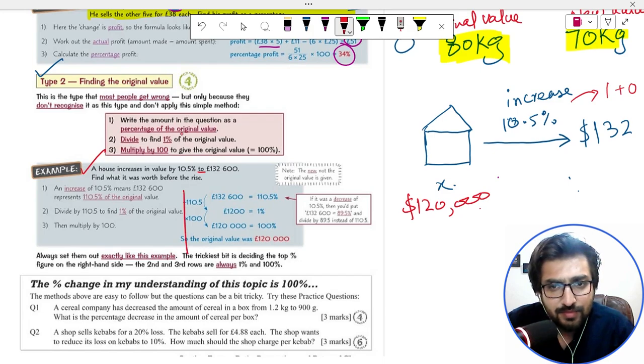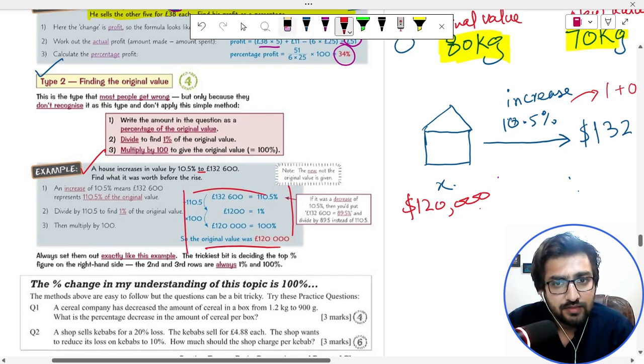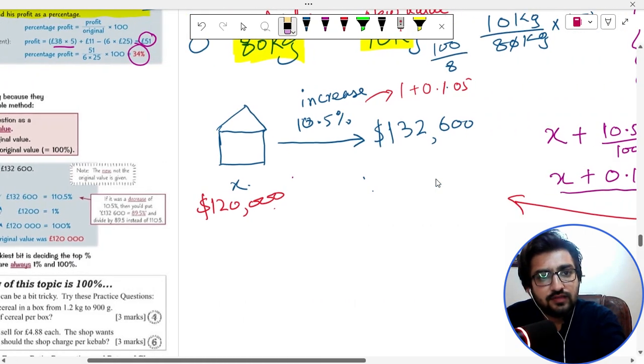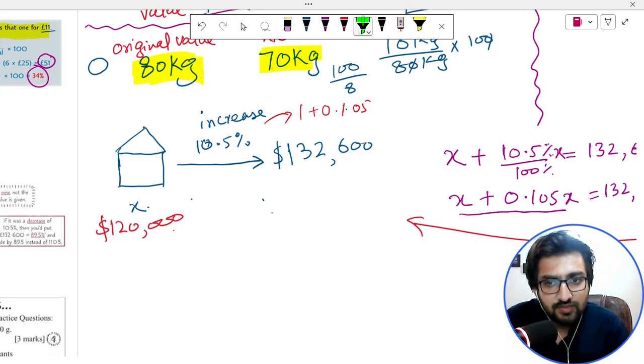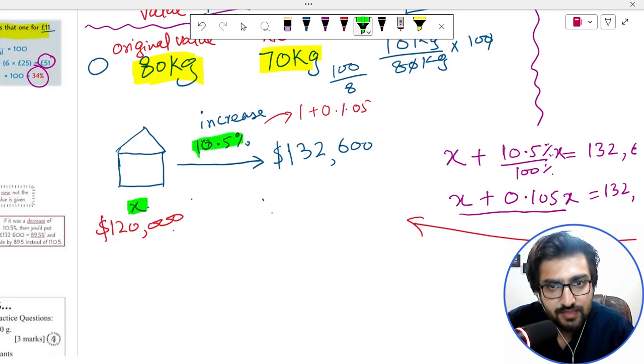By the way, this method is a bit difficult, so you can follow my method. Let me explain you once again. It is the same question. This is an interesting and simple method. So this price was not given initially, X, and the question says that the price has been increased by 10.5%, and the new price is $132,600.